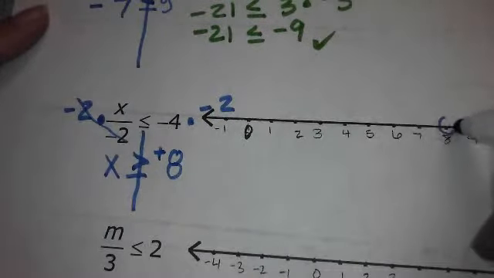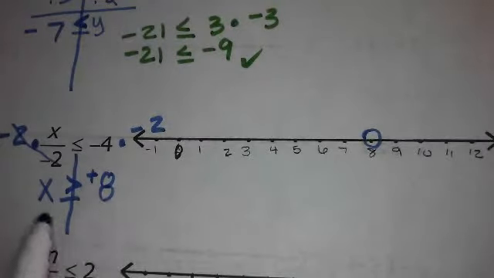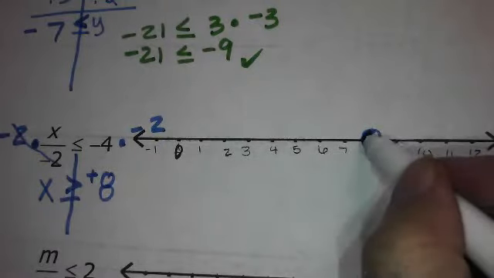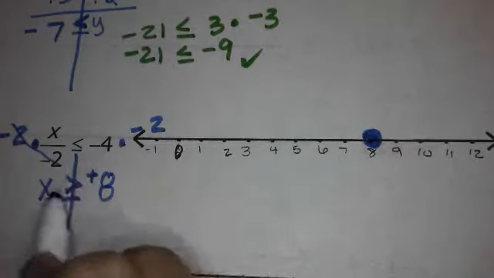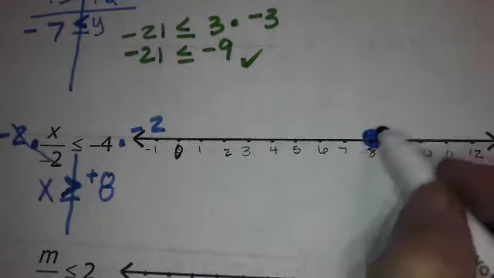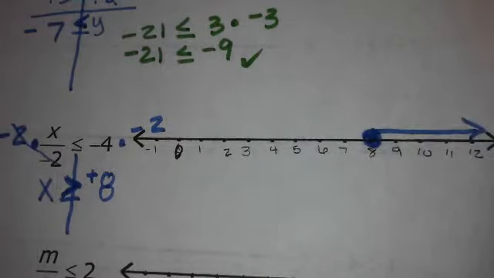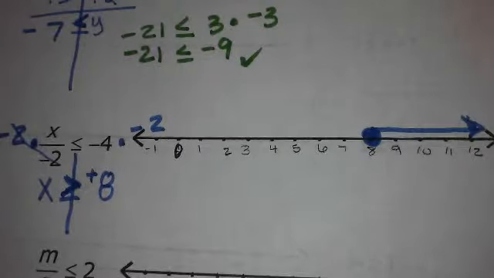Go to positive 8, put a circle. See the equal sign right here? That means you're going to close the circle. The 8 is part of your solution. x is greater than 8. Greater than 8 means to the right of 8 on the number line. So it's going to the right.